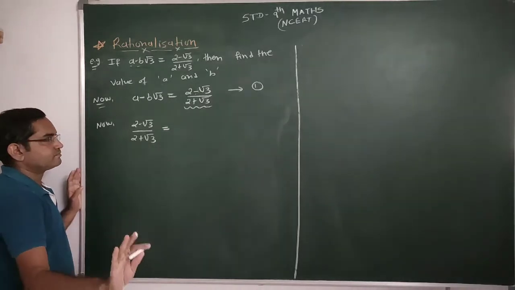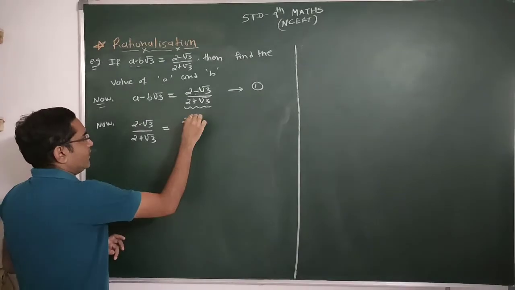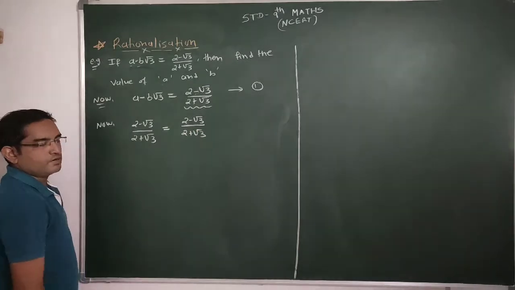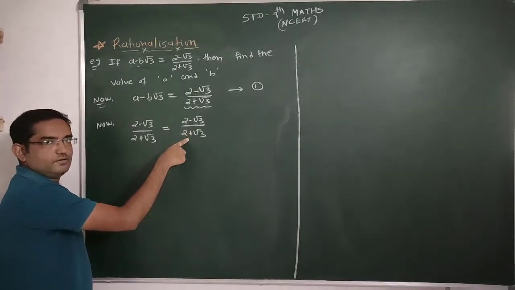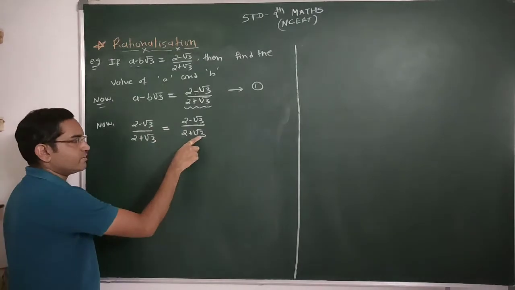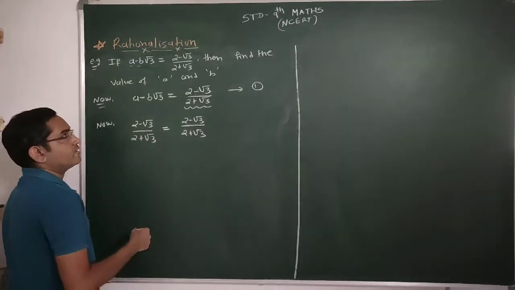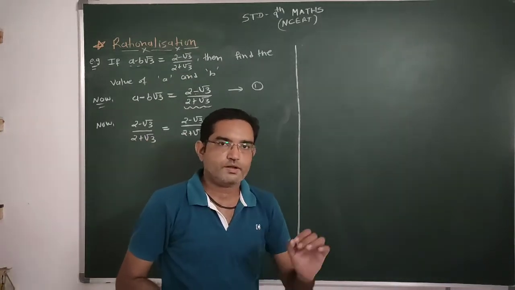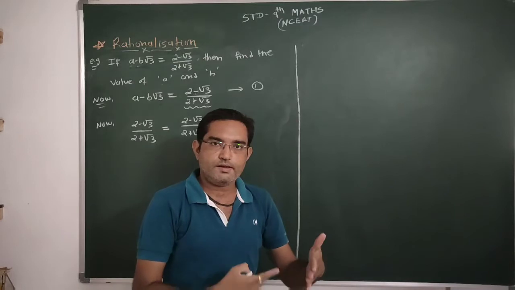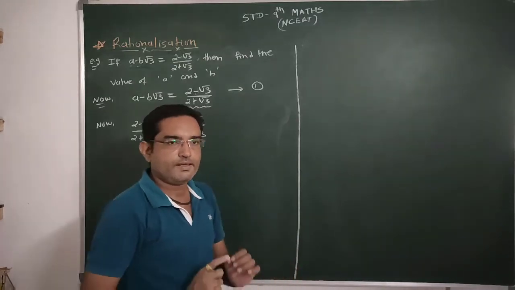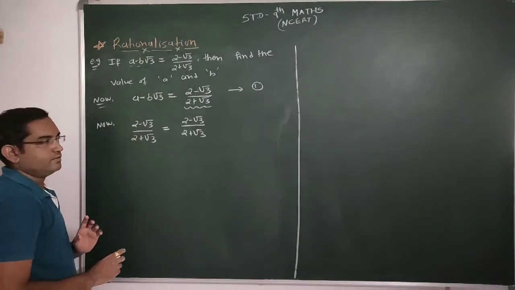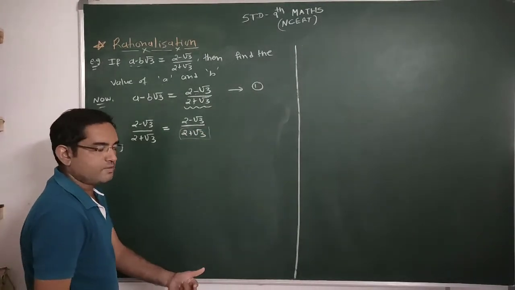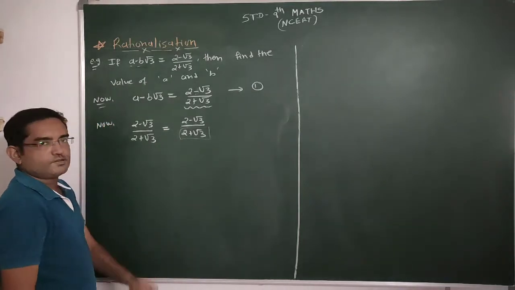Clear? So now it's 2 minus root 3 divided by 2 plus root 3. Here the denominator is an irrational number. So whenever the denominator is irrational, the first step you have to perform is rationalization. What is the concept of rationalization? Whenever a number is given and its denominator is irrational, the first step you have to apply is the rationalization process. Done? So here our denominator is irrational, so your first step for the simplification is to rationalize this denominator.